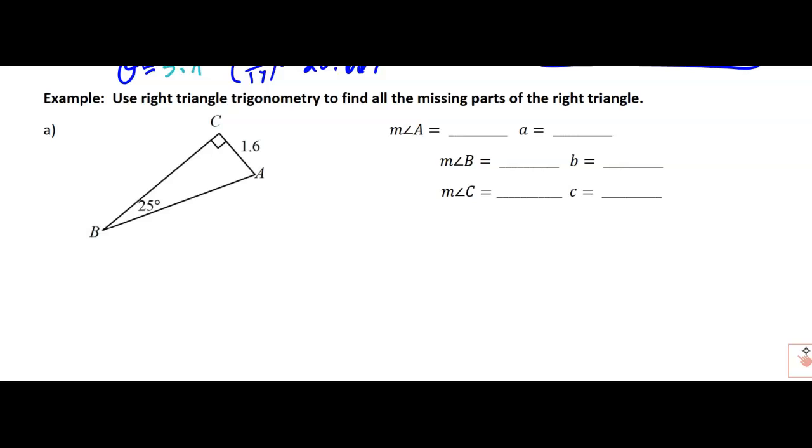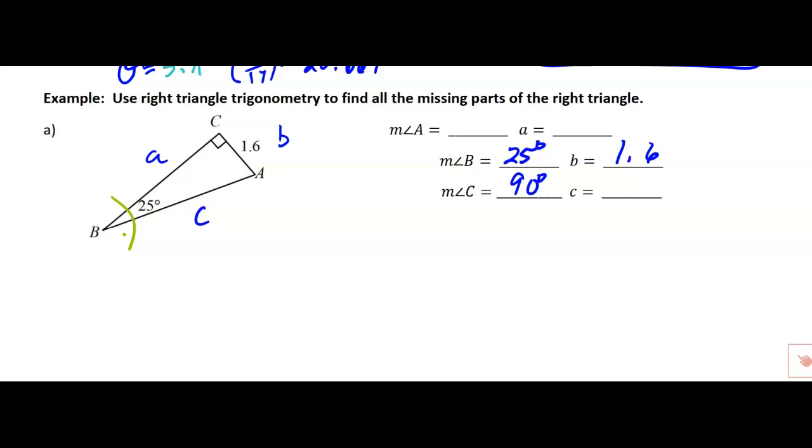All right. So I need at least 3 pieces. What I know for this triangle right now, the 3 pieces I know, labeling my sides A, B, C: angle B is 25 degrees, angle C is 90 degrees, side B is 1.6. This is my given angle.